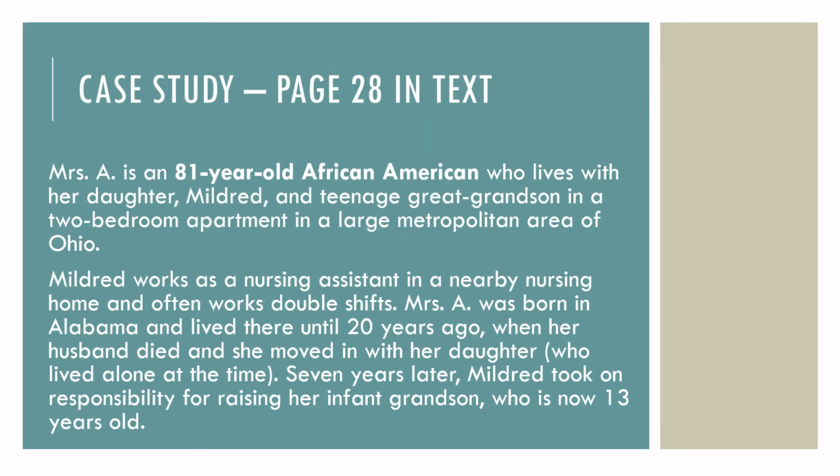So this case study comes directly from page 28 in our text. It talks about Mrs. A, an 81-year-old African American who lives with her daughter Mildred and teenage great-grandson in a 2-bedroom apartment in a large metropolitan area of Ohio. Looking deeper, Mildred, the daughter, works as a nursing assistant in a nearby nursing home and often works double shifts. Mrs. A was born in Alabama and lived there until 20 years ago when her husband died, and she moved in with her daughter, who lived alone at the time. 7 years later, Mildred took on responsibility for raising her infant grandson, who is now 13 years old.